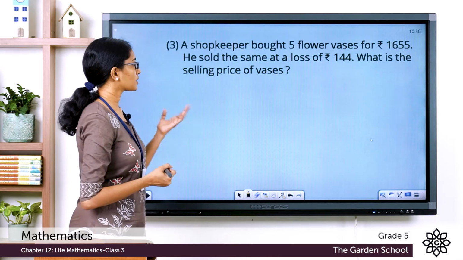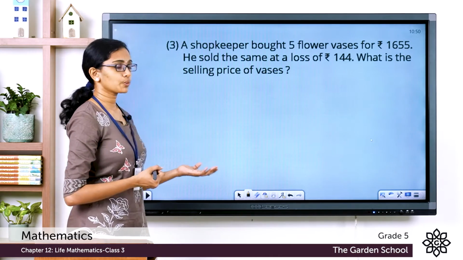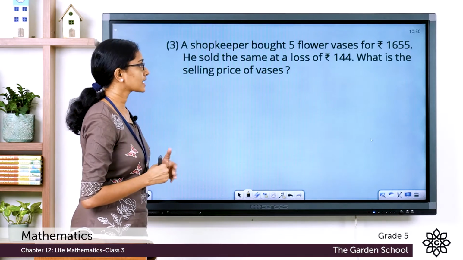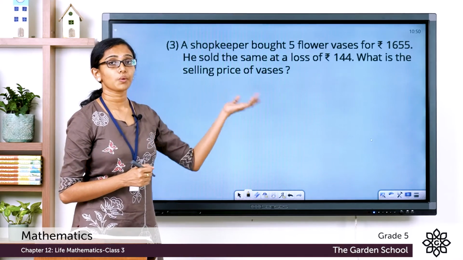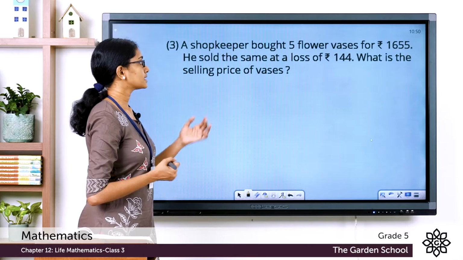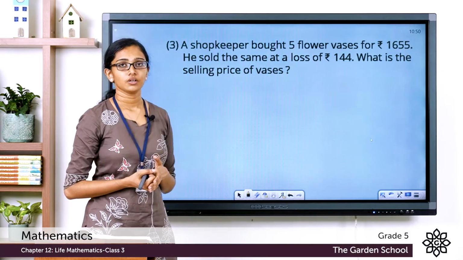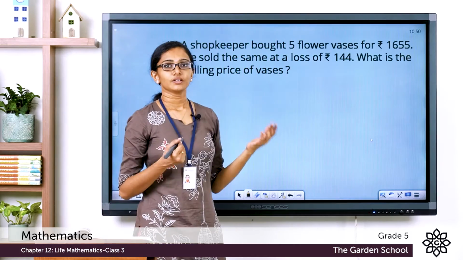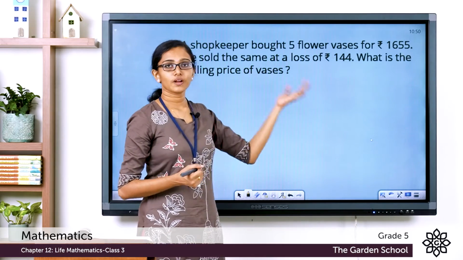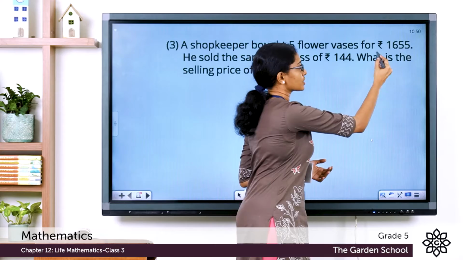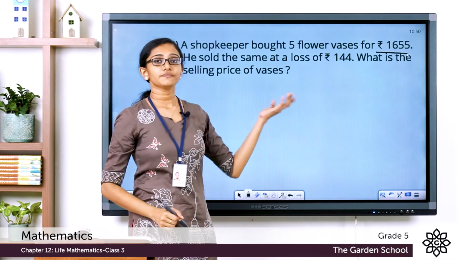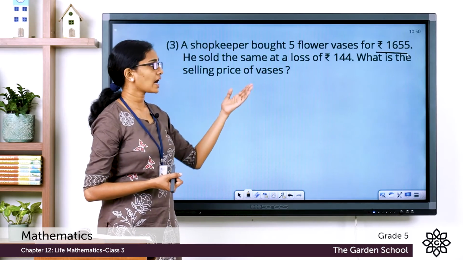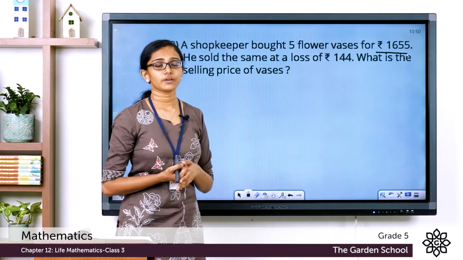A shopkeeper bought 5 flower vases for rupees 1,655. He sold the same at a loss of rupees 144. What is the selling price of vases? So what is given in the question? Shopkeeper bought 5 flower vases. So the price of 5 flower vases is given here, which is equal to 1,655 rupees. And it is said that on selling them, he had a loss of rupees 144.